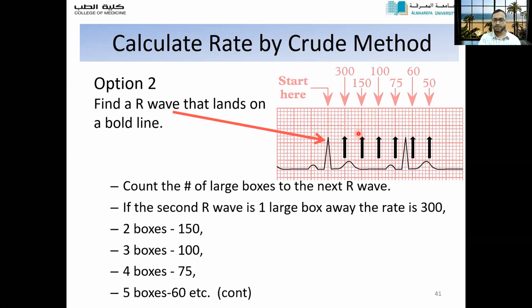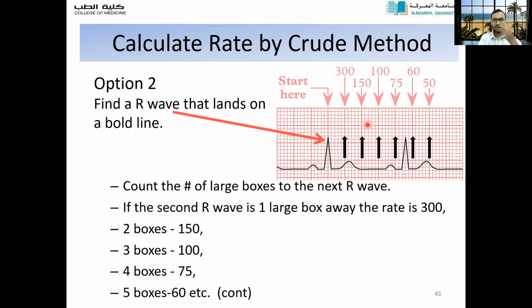But somebody may ask me, if the second R wave is somewhere in between, not exactly falling on the darker line, say for example here, so what will be the heart rate? You can predict by the crude method. If my pointer is somewhere between 100 and 150, you can roughly say the heart rate might be 125 beats per minute. Or if I'm coming to 100, you can say it might be approximately 110 beats per minute. Or if I am reaching near 150, you can say it's 140 beats per minute.